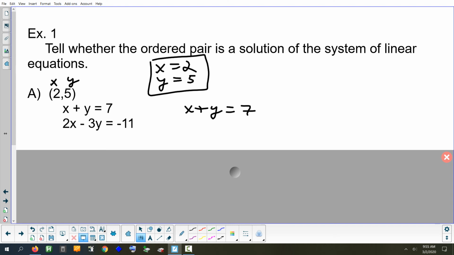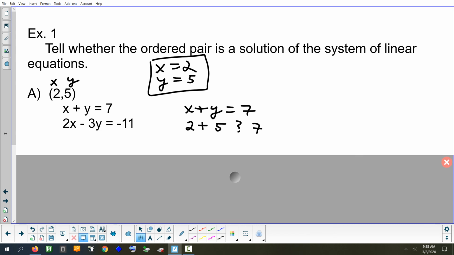Julia, what am I plugging in for x? 2. So let's plug in a 2. Elizabeth, what am I plugging in for y? 5. I'm just going to put a question mark there because I don't know if it equals 7. That's what I'm checking. If it does, that's good. 2 plus 5 gives me how much? 7. Does that equal 7? Does 7 equal 7? Yes. We got the same thing on each side.